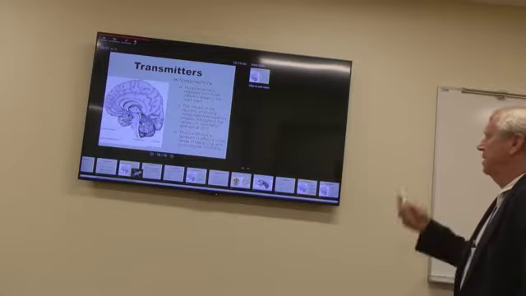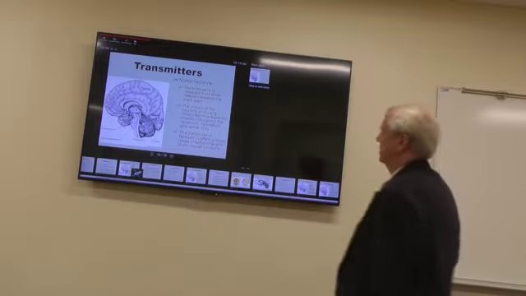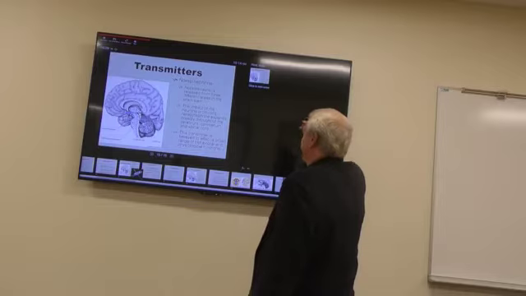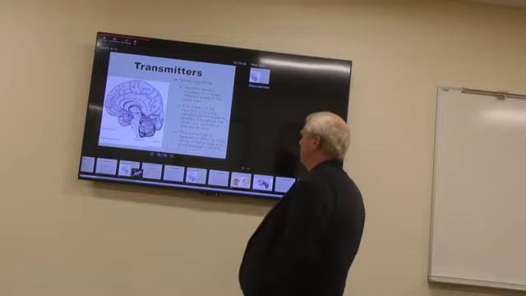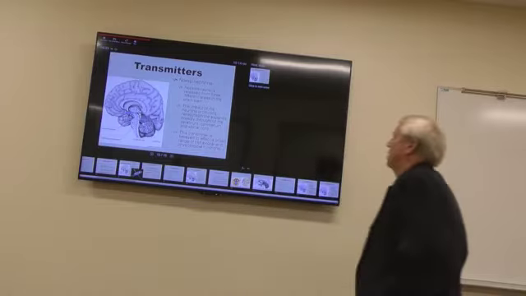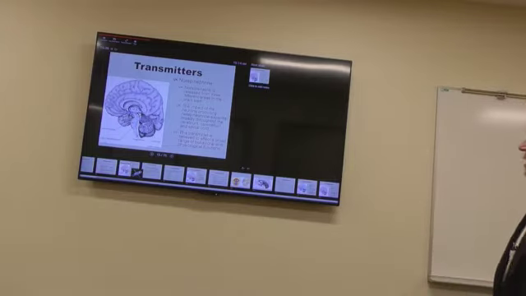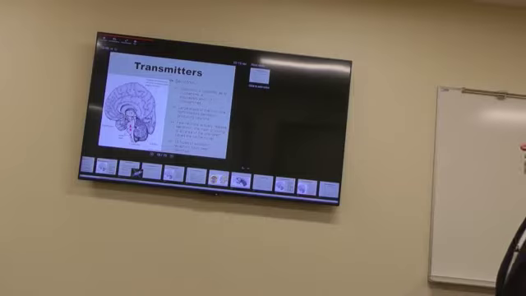Norepinephrine or noradrenaline is released from 3 different areas of the brainstem. The impact of the neurons producing norepinephrine expands broadly throughout the cerebrum, the cerebellum, and the spinal cord. This transmitter is believed to affect a broad range of behavioral and physiological functions. It gives you a feeling of well-being, norepinephrine, and that's a good feeling.